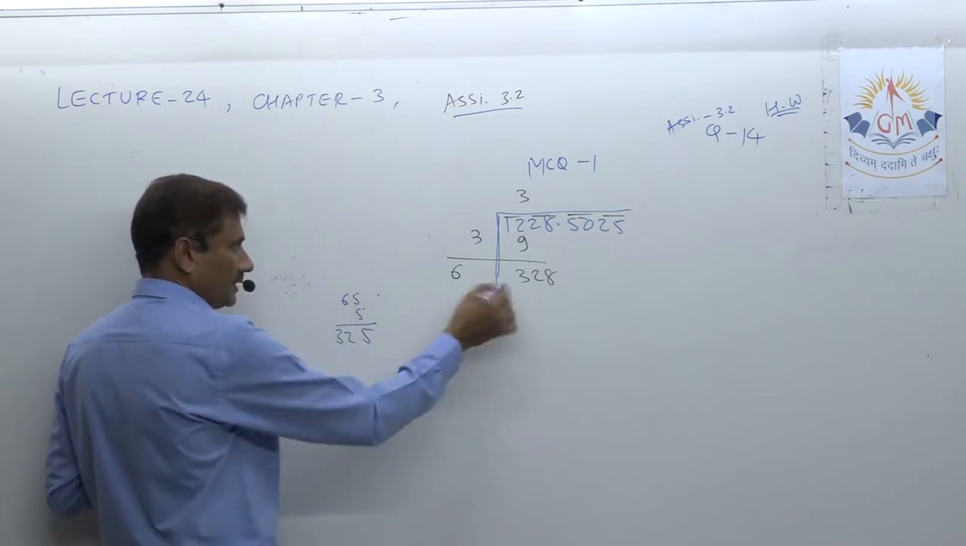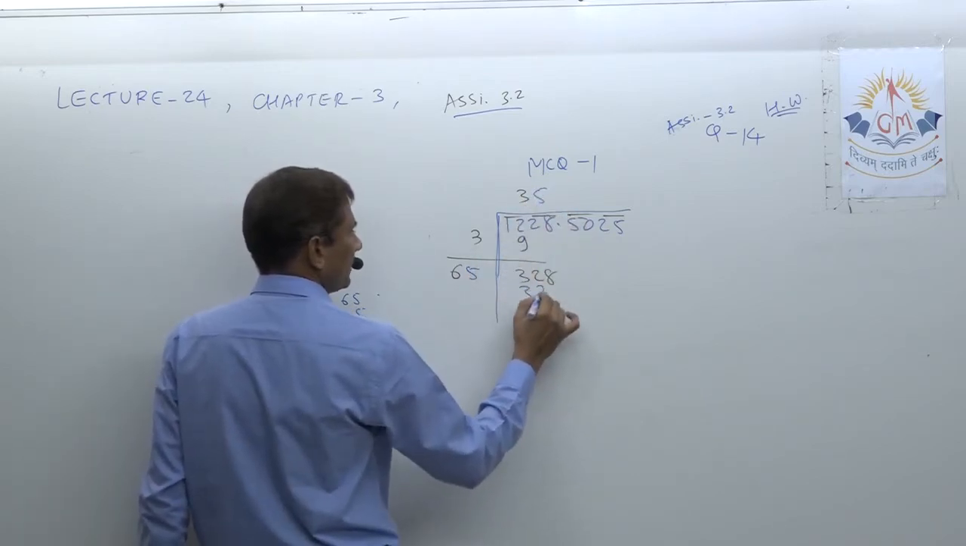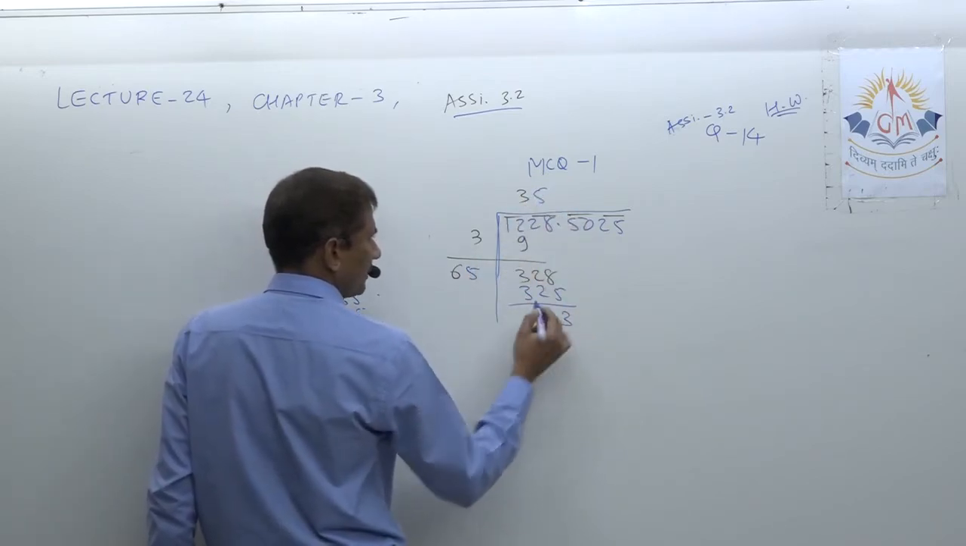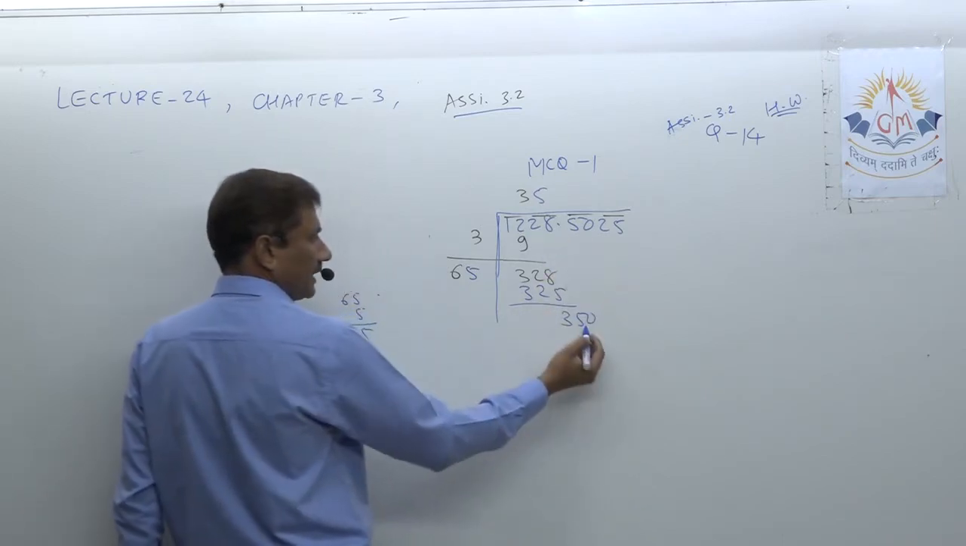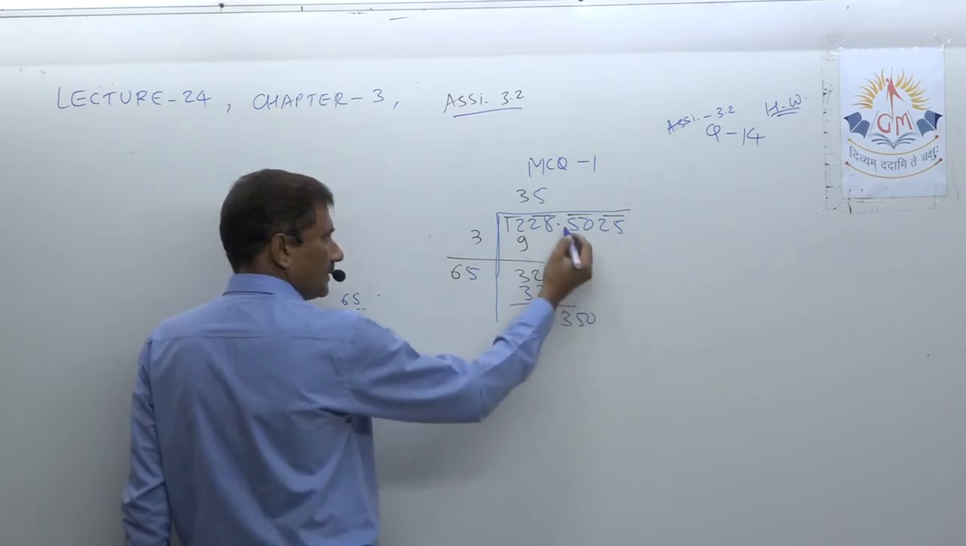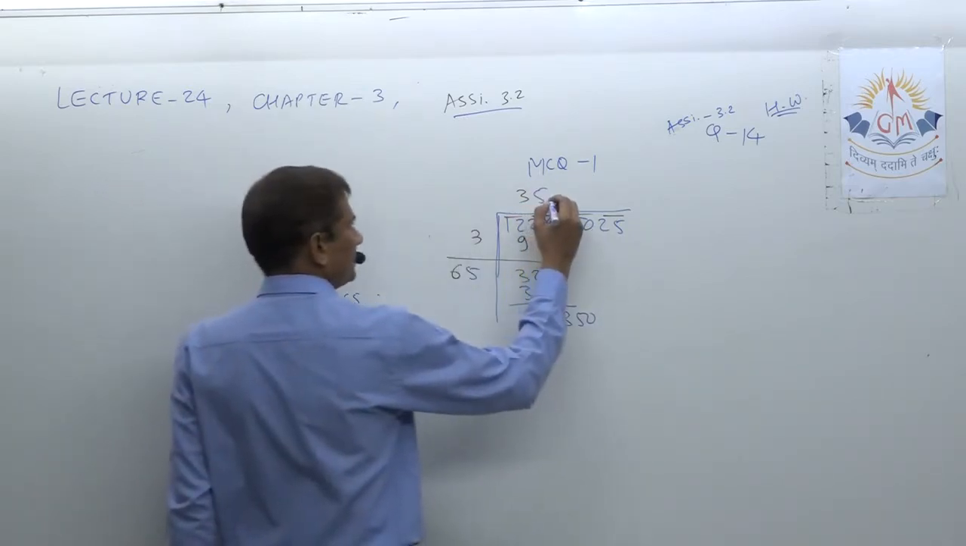Okay, 320, very close to that. So 65 into 5, 3 to 5. So 3 only left. Then get one pair here. As soon as you get any digit from the decimal part, put a decimal point here. Okay, so I placed it here.